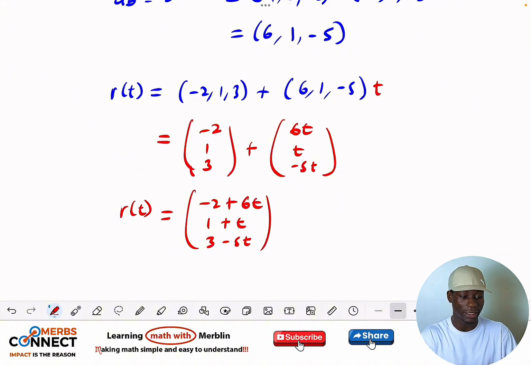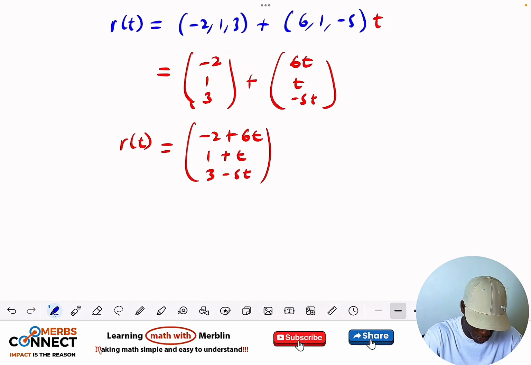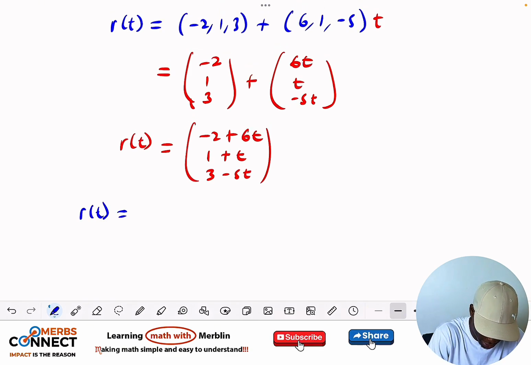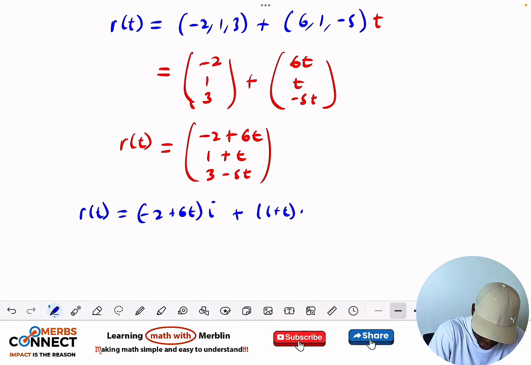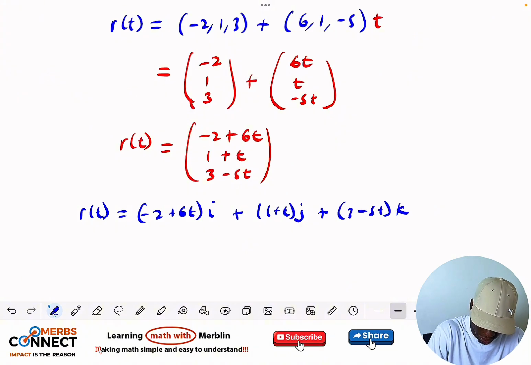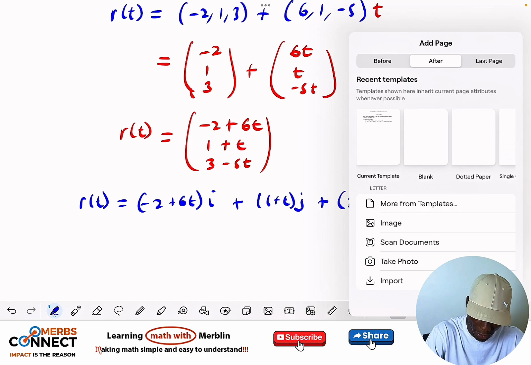Now I want to write it in parametric form. Then when I finish, I'll write it in symmetric form, right? So the parametric form is going to be r of t is equal to (-2 plus 6t) i plus (1 plus t) j plus (3 minus 5t) k. So this is the parametric form.